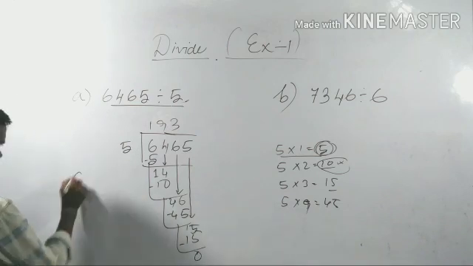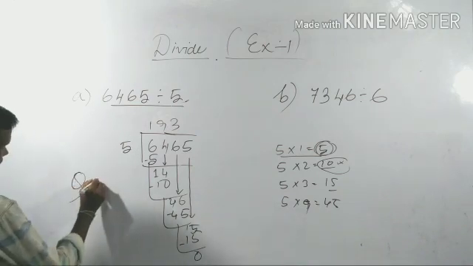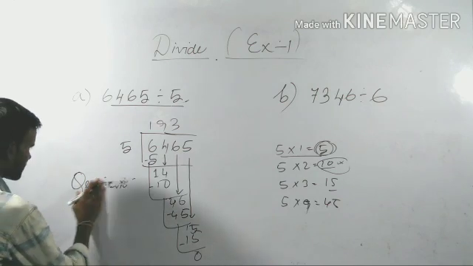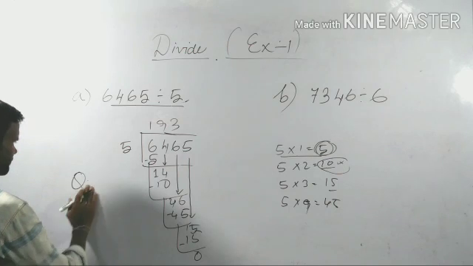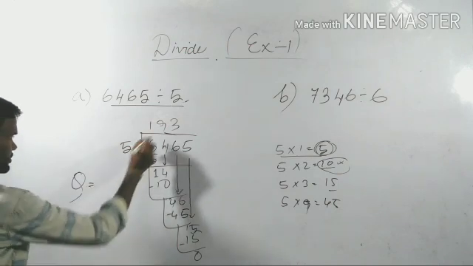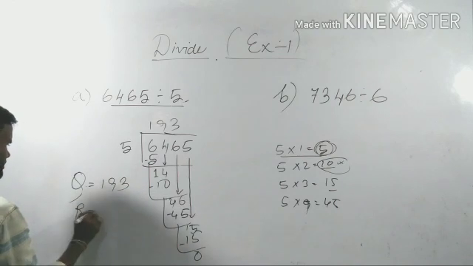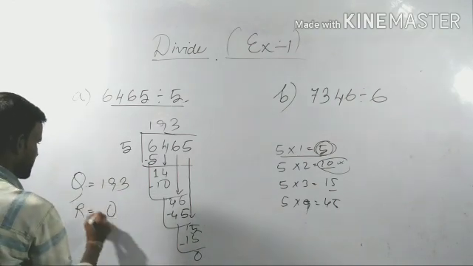Now your question is, or simply we can write Q. Q stands for quotient. Okay, quotient is 193 and then remainder. R stands for remainder. Remainder is 0.